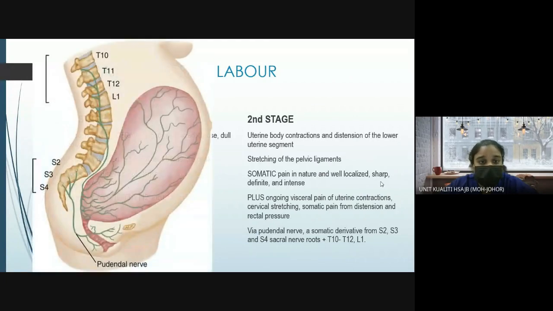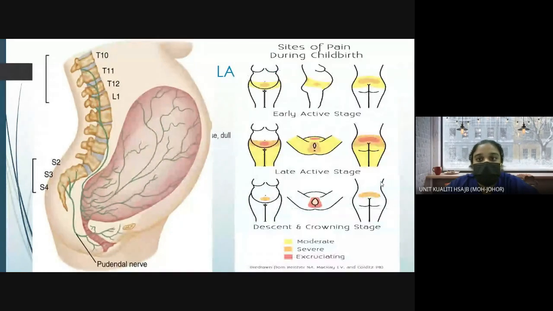So this is just a diagram. T10 to L1 is mostly during the first stage, and all together during the second stage, including the pudendal nerve. And the dermatomes of the sites of pain during childbirth, as you can see in the next diagram.